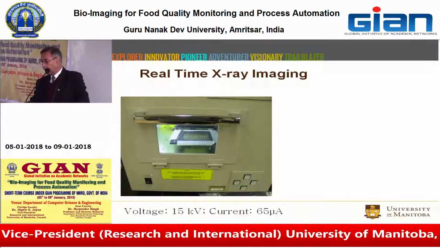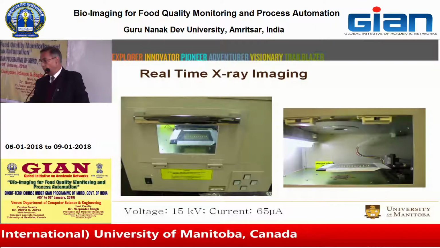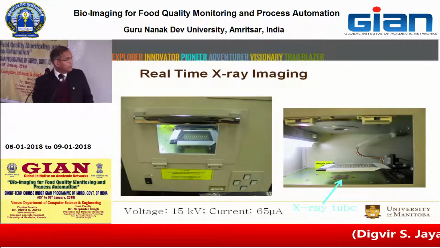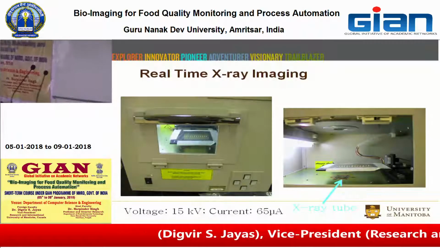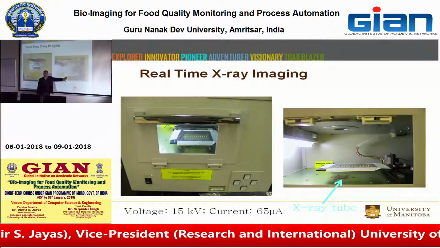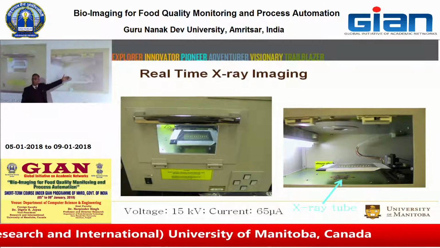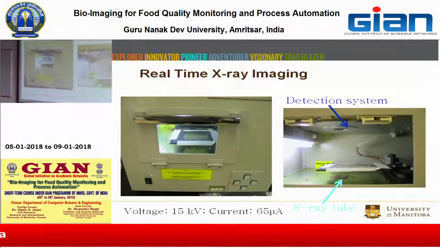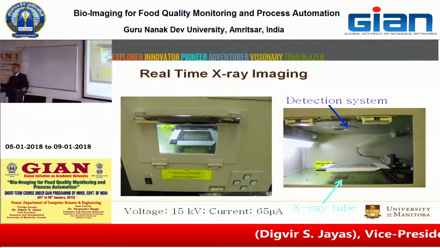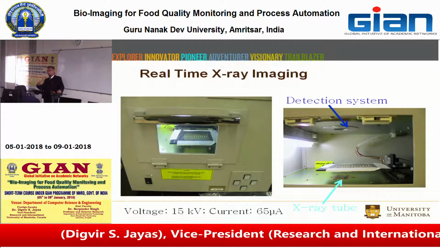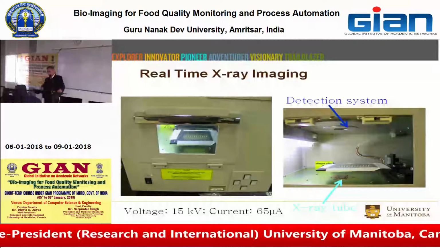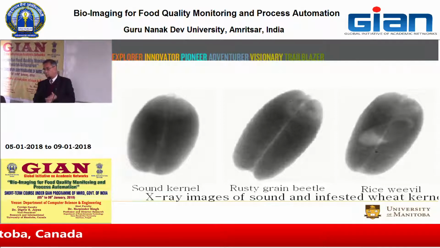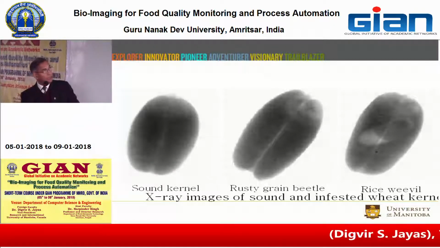Okay, and this is an example of a real-time X-ray imaging system, where you see the kernels in the middle on the platform. In this particular example, the voltage being used is 15 kilovolts and the current is 65 microamps. I don't know if you can see, but the bottom is the X-ray tube. This is where the X-rays are generated and passed to the grain kernels, and the detector is on the top.